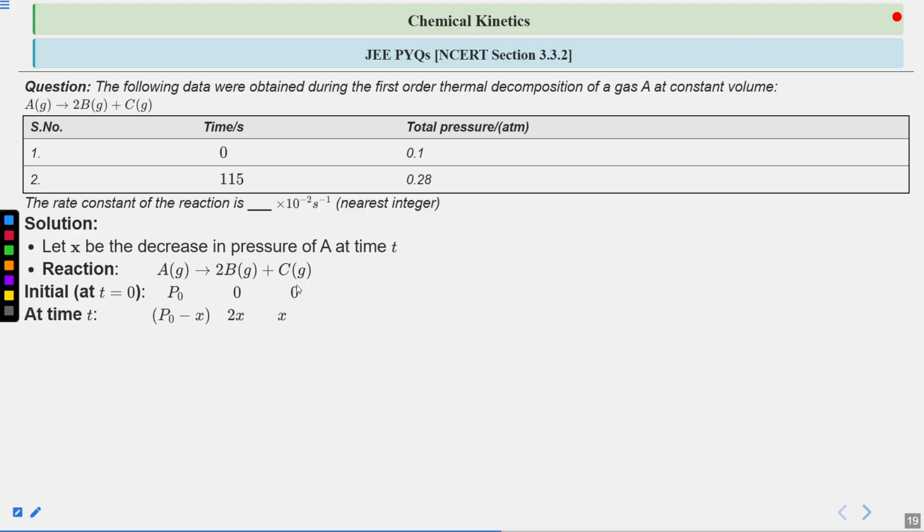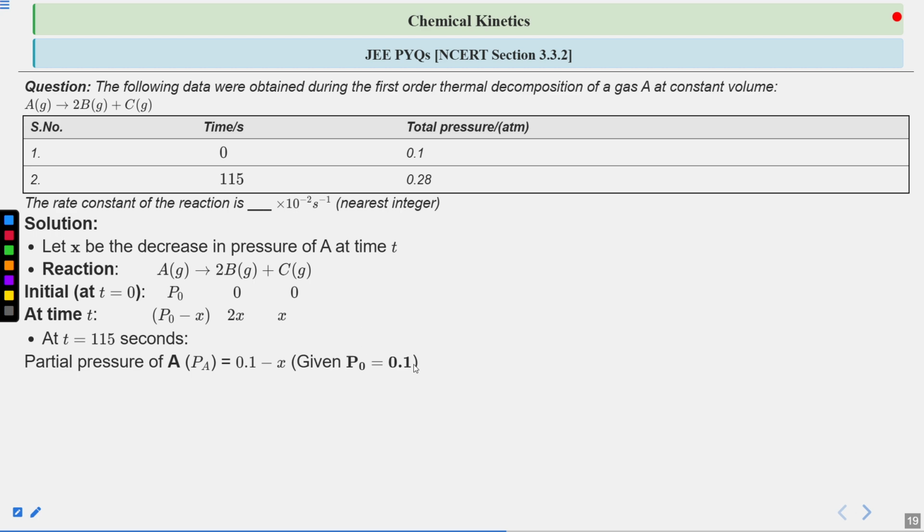But at the final time, at time t equals T, the A pressure has become P naught minus X, some amount of decrease in the pressure of A. The 2B will be 2X and the C will be X. This is the stoichiometry. Now at time t equals 115 seconds, because only two are given, 0 and 115, the partial pressure of A, that is PA, is going to be equal to 0.1 minus X, because P naught is 0.1.